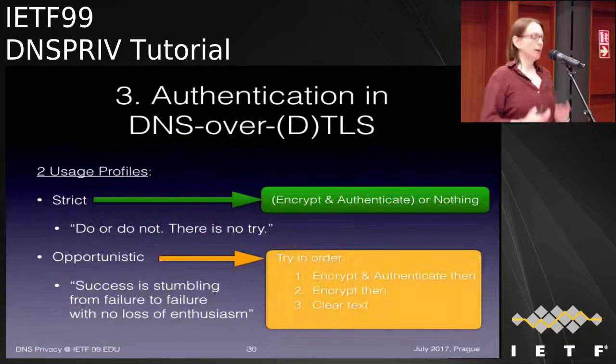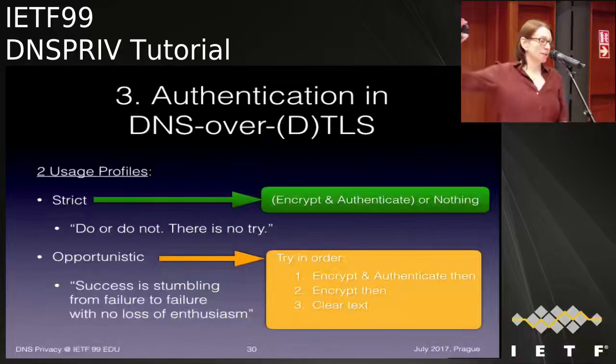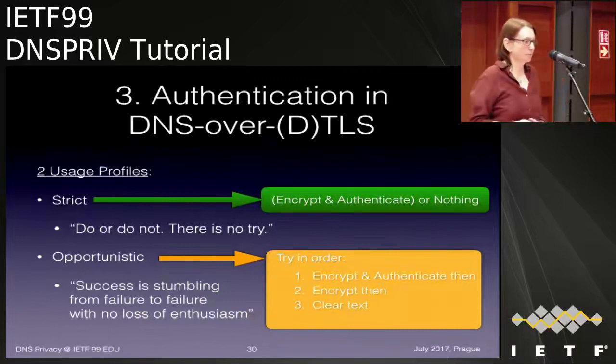In opportunistic, first and foremost, you try to get an encrypted and authenticated connection. Only if you can't, you're willing to fall back to just an encrypted connection. And this at least protects you from passive monitoring. But there's a third fallback, which is to say, if I can't do either of those, then I'm willing to fall back to clear text, because that's no worse than what I'm doing today. But as you can imagine, as the deployment of DNS over TLS increases, the state to which clients fall back will hopefully become higher and higher through that list.